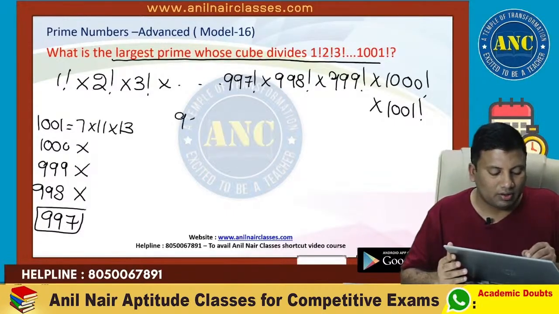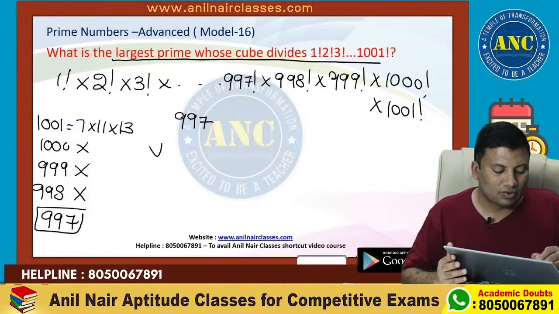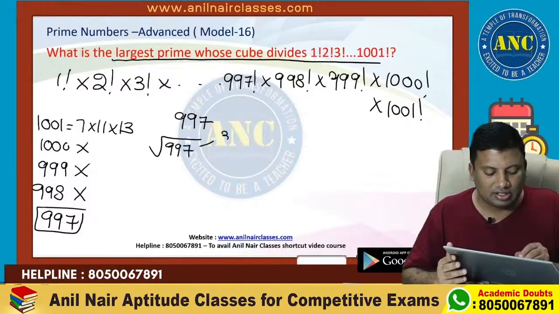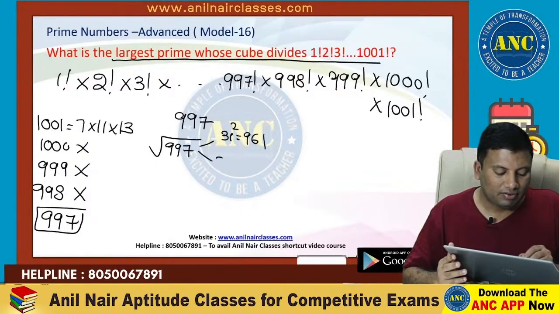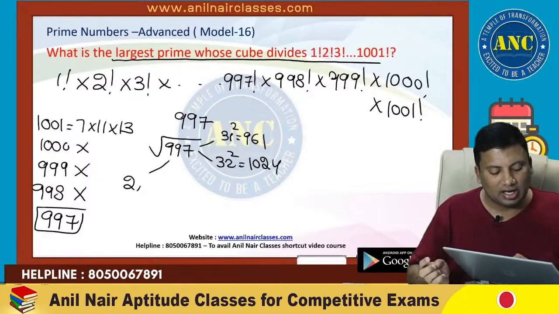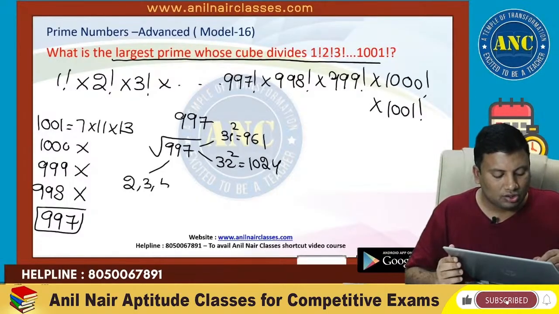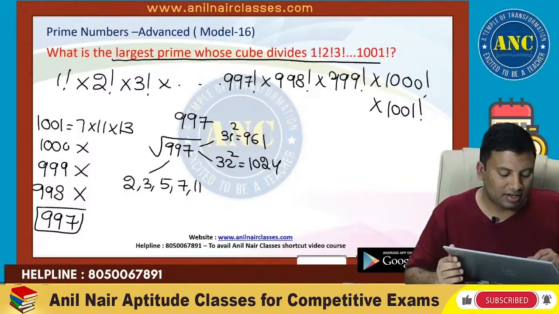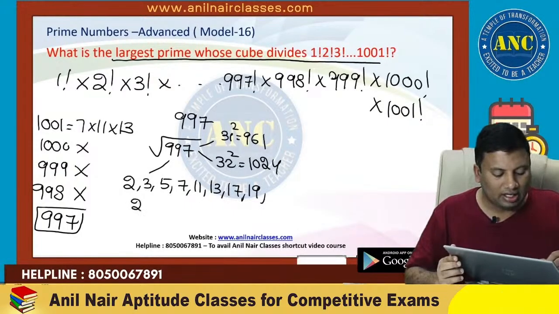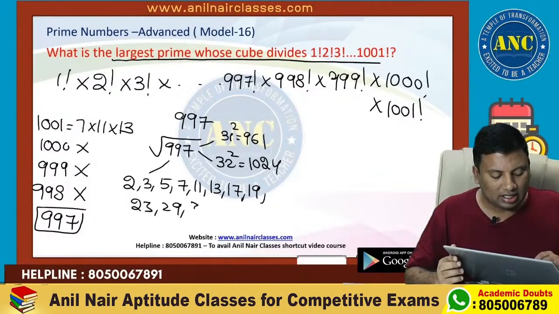How to check it? 997. Square root of 997: 31 square is 961, 32 square is 1024. Take all the prime numbers less than or equal to 31: 2, 3, 5, 7, 11, 13, 17, 19, 23, 29, 31.